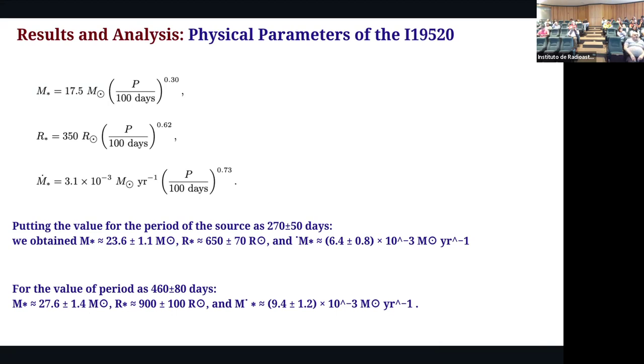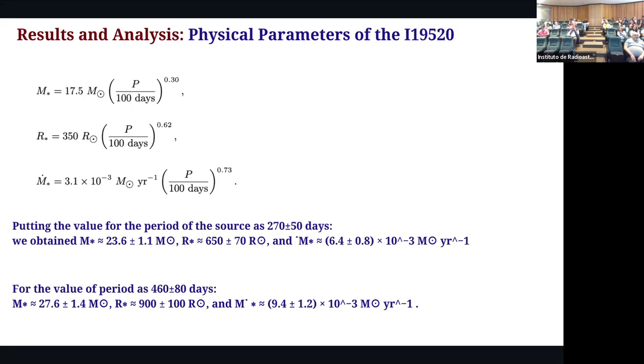Putting the value of the period as 270 plus minus 50 days, we get the mass of the source as 23 solar mass, radius around 650 solar radius, and mass accretion rate around 6.5 times 10 to the power minus 3 solar mass per year. For the period of 460 plus minus 80 days, which is the higher period, we obtain the mass of the source as 27 solar mass, radius around 1000 solar radius, and mass accretion rate around 10 to the power minus 2 solar mass per year. So these are the physical parameters of the source.